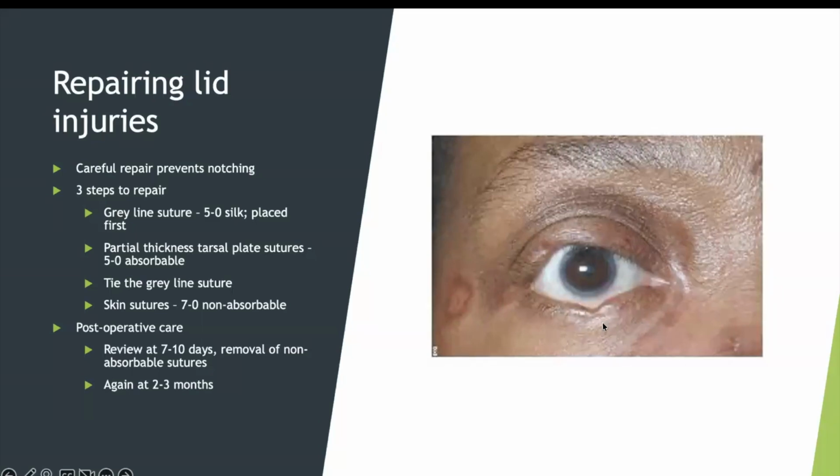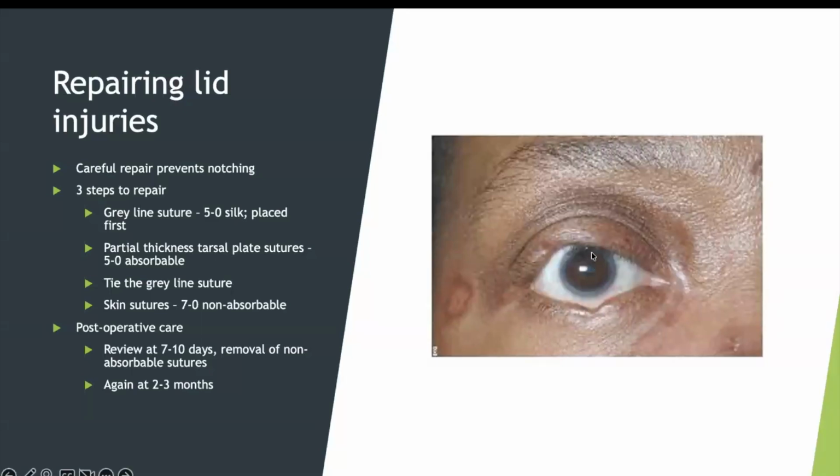You're then going to start inserting some partial tarsal plate sutures from the front. So coming in from the front, underneath that skin, you're going to place some deep sutures that go through that tarsal plate. You're not going to go full thickness because you don't want those to protrude onto the tarsal conjunctiva. You just want it to go through the tarsus and close that tarsus. So you'll place a few partial thickness tarsal plate sutures with an absorbable 5/0 suture. And then once those sutures are in place, you can then tie the gray line suture and knot that. And your gray line suture might be with something like a 5/0 silk.